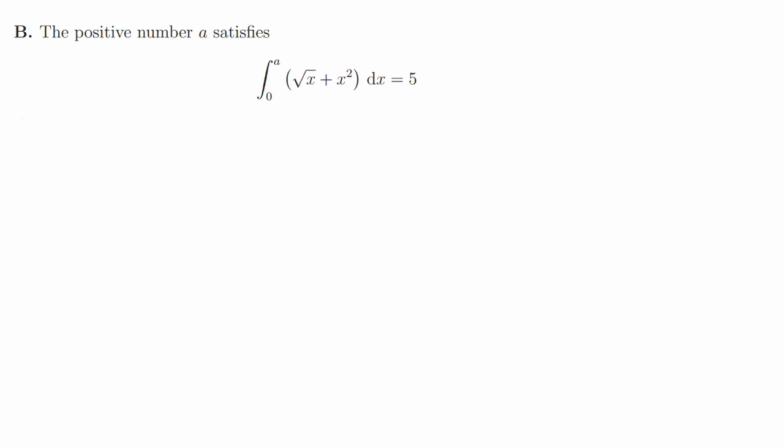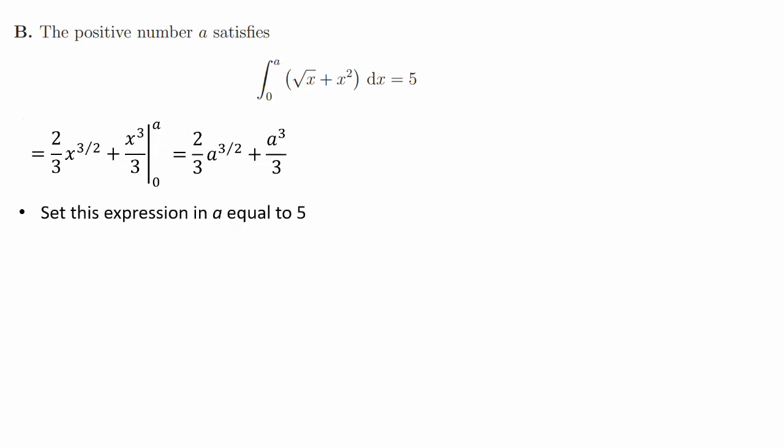In this question, they want us to find the value of a in this equation that contains a as one of the limits of integration. In order to do this, I will first evaluate the integral, which gives us 2/3 times x to the 3/2 power plus x cubed over 3 evaluated at a and 0. Plugging in the limits of integration, I get 2/3 times a to the 3/2 power plus a cubed over 3.